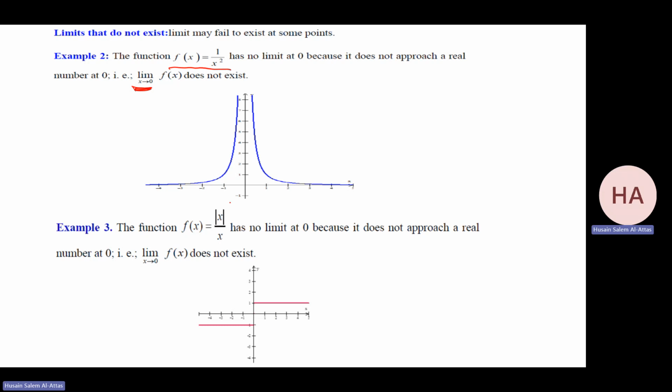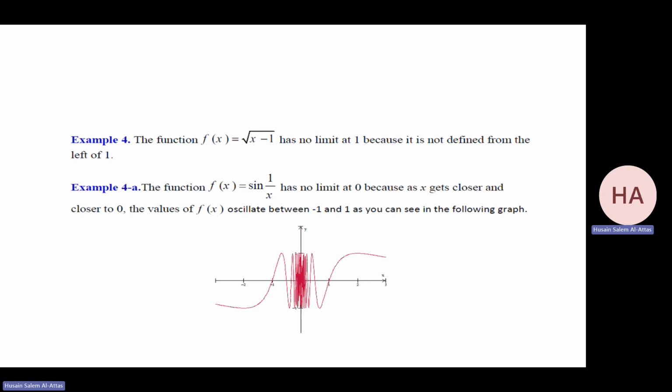The same thing here, absolute value of x over x. If you look at the function, you notice it does not approach a real number at 0, because from the right it's 1, and from the left it's -1. So at 0, I cannot say as x approaches 0, whether I am on this side or on this side. We cannot tell, so we say the limit does not exist.